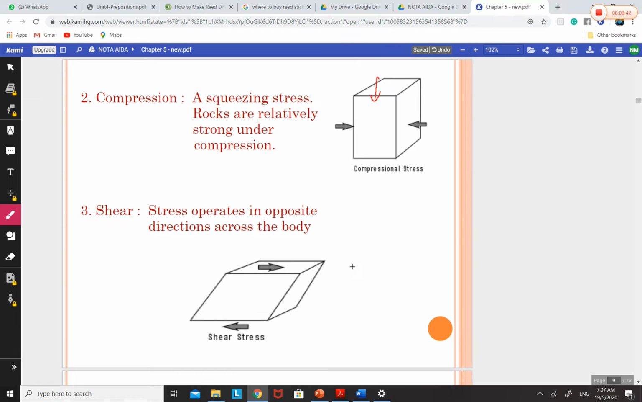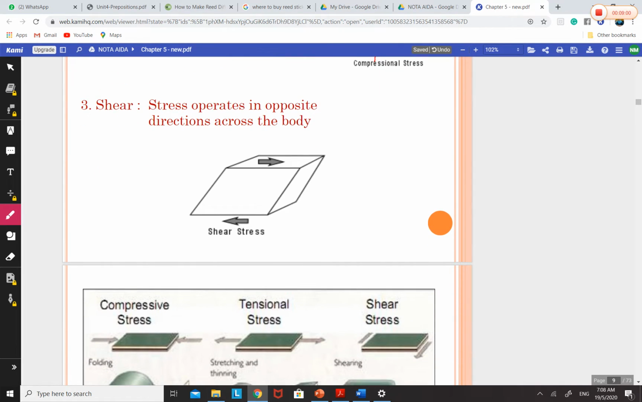So compression, a squeezing stress. Rock is relatively strong under compression but not in tension. Rock biasanya dia tak kuat bila lawan dengan tension force. Okay, and the last one is the shear stress. Stress operates in opposite directions across the body.